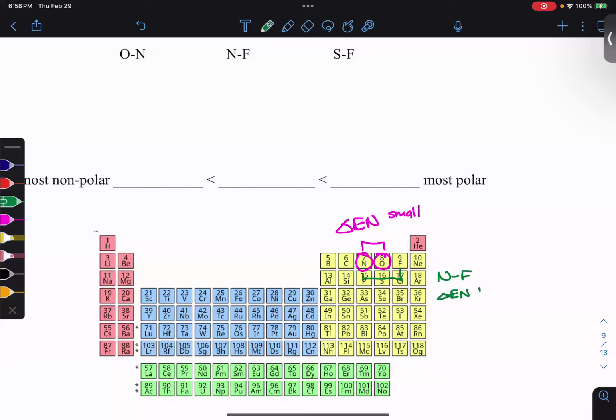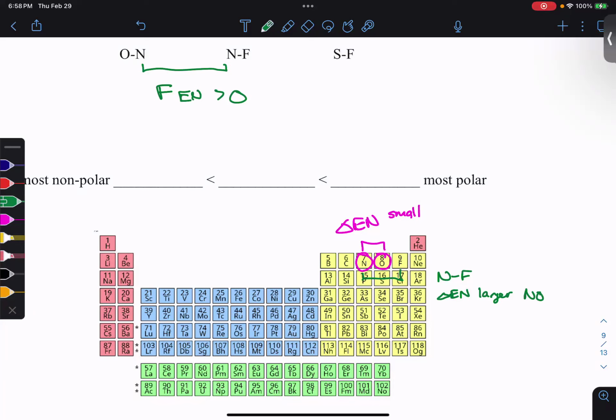So it's going to be larger than N and O. And the reason is because N is staying constant, but F is more electronegative than O. So we're going to see that difference increase as we move further away from each other on the periodic table. Okay, perfect.